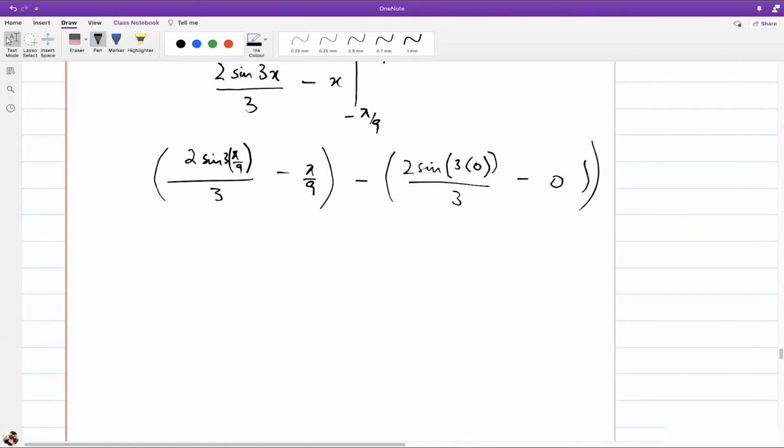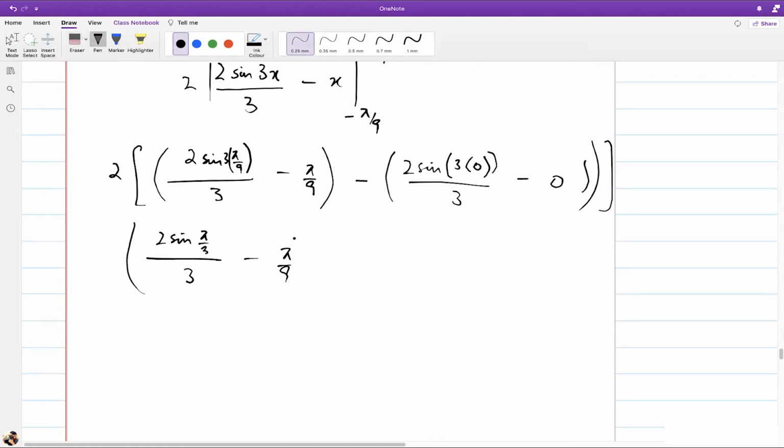And so I'll get this whole thing multiplied by 2. And that's my answer. जो भी आएगा कैलकुलेटर में ऐड करेंगे 2 sin pi by 3 over 3 minus pi by 9 minus 2 sin 0 which is 0 again, 2 सारे 0 हो गए, और इस पूरे को 2 से मल्टीप्लाई करा. That's how I get my area.